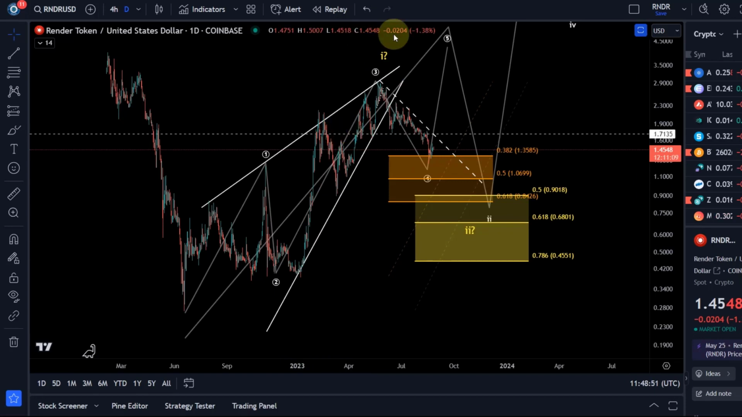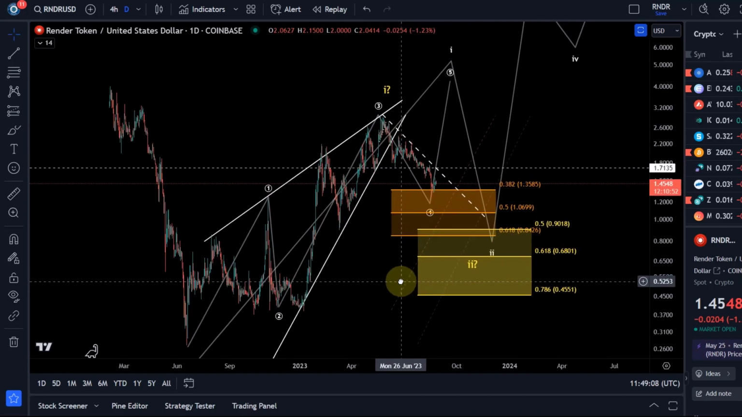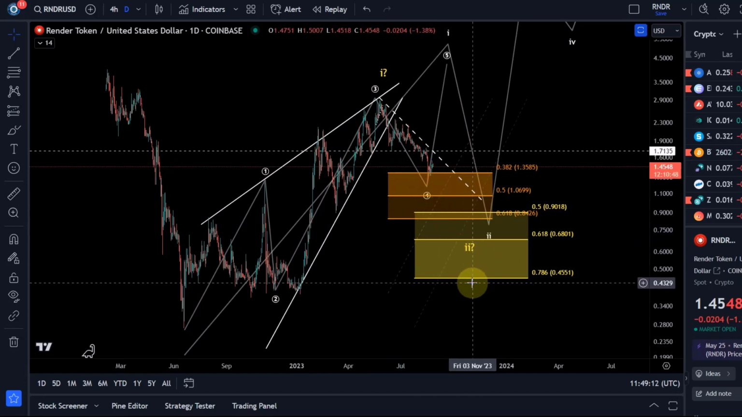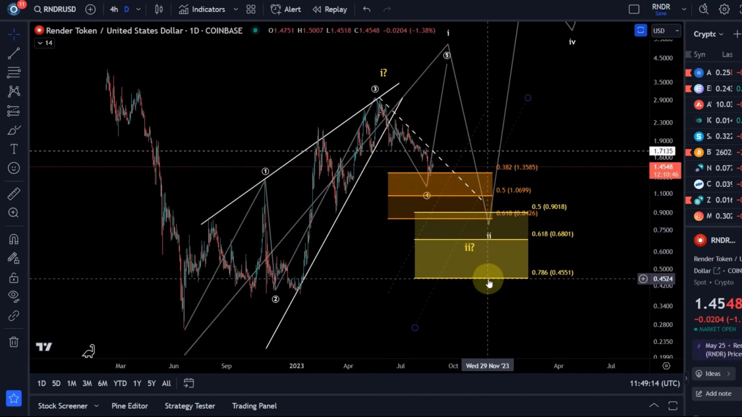I made you aware when that happened, and then I gave you one more line of live support basically at $1.71. That broke as well, so I think we have to focus on a much deeper decline now for Render. I have different support areas on the chart for two different wave counts. In doubt, I would always work with the lower one, and that goes down to 45 cents.